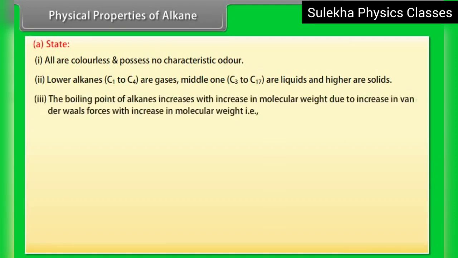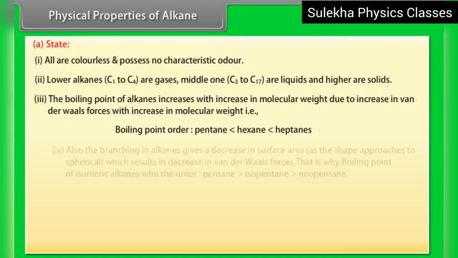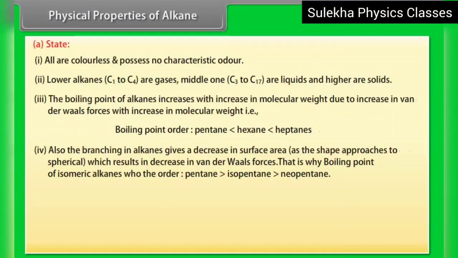Number 3. The boiling point of alkanes increases with increase in molecular weight, due to increase in van der Waals forces. That is, boiling point order: pentane is less than hexane, is less than heptane. Number 4. Branching in alkanes decreases surface area as the shape approaches spherical, which results in decrease in van der Waals forces. That is why the boiling point order of isomeric alkanes is pentane greater than isopentane greater than neopentane.